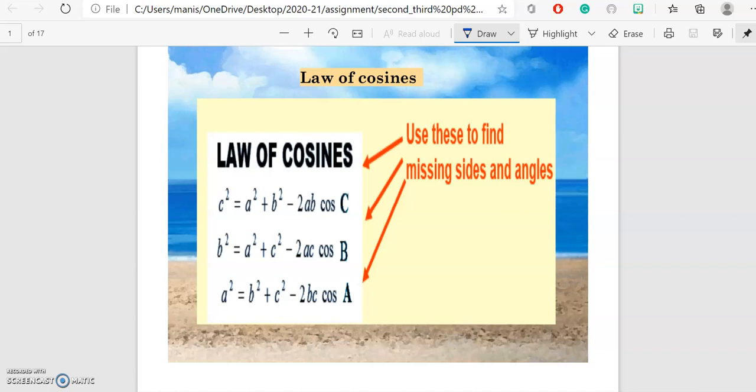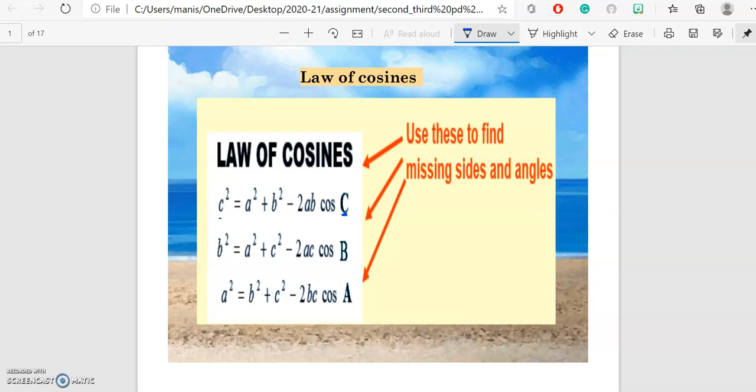Law of cosines. Law of cosines is used to find the missing sides and angles of a non-right triangle. We have three laws of cosines. Number one is c squared is equal to a squared plus b squared minus 2ab cosine of C. Keep in mind this uppercase C is an angle, while lowercase a, b, and c are your sides.